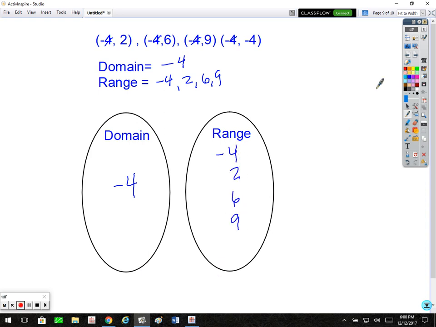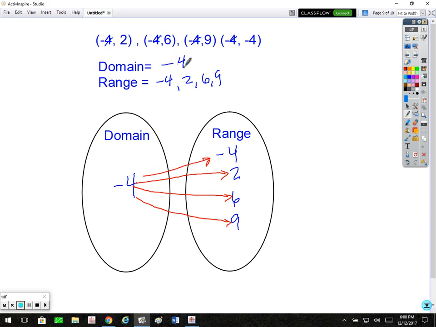Well, let's match them up. This -4 goes to a 2. This -4 goes to 6. -4 goes to, that didn't quite go to 9. Let's fix it. -4 goes to the 9, and -4 goes to -4.